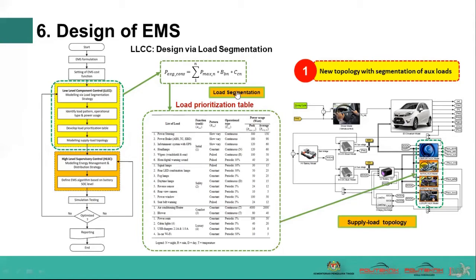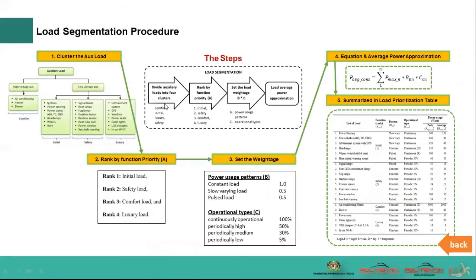So here's how load segmentation works. First, we cluster the 20 auxiliary loads into 4, and rank them by function. So the first rank is the initial load, the second is safety, the third is comfort load, and the fourth is the luxury load. Third, we set the weightage based on the power usage pattern and operational type. And number four, equation and average power approximation by using the formula. And we summarize the load in the load prioritization table.